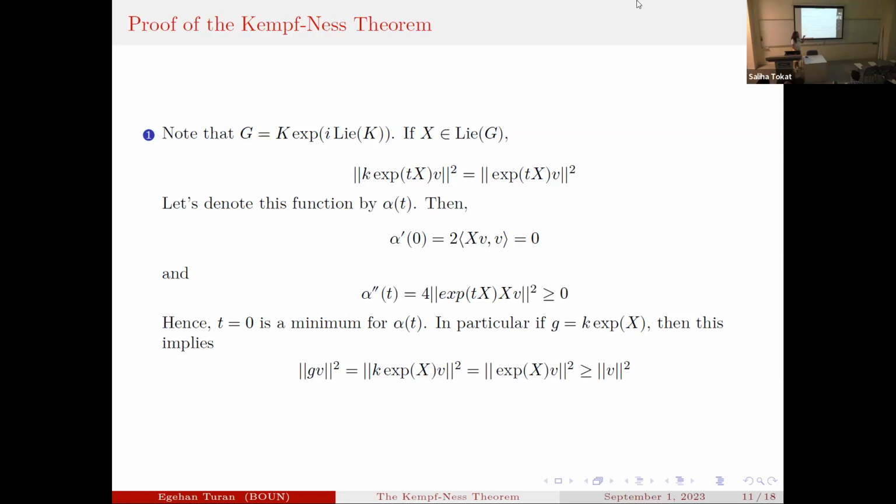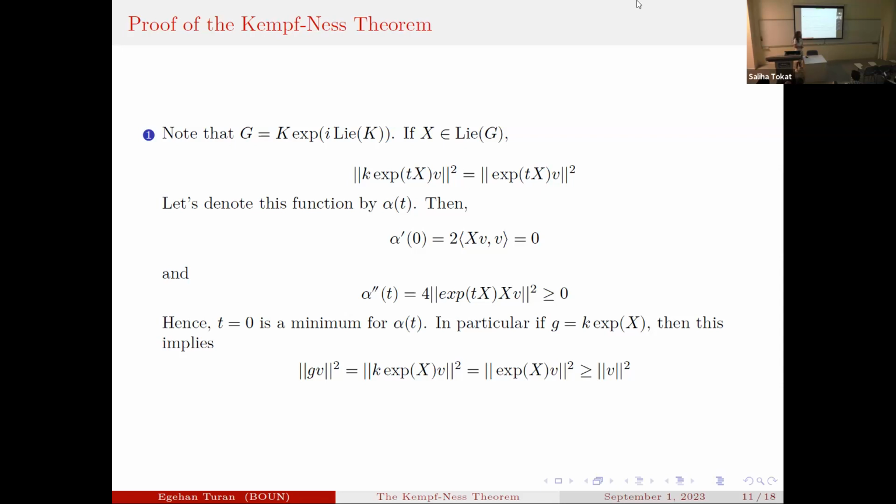And the Kempf-Ness function is just the norm squared of gv, right? And I can write any g in this fashion because g can be decomposed like this. So I'm writing g like this. And since my inner product is K invariant, I can just drop the k and I'm left with this. Then I will call the function on the right alpha of t, and look at its derivatives.